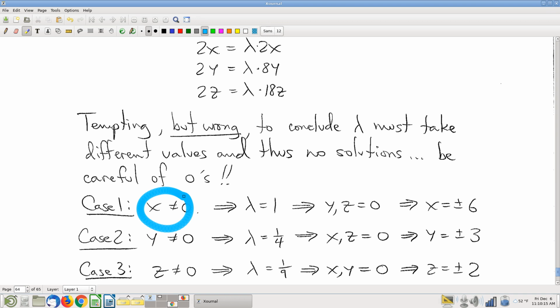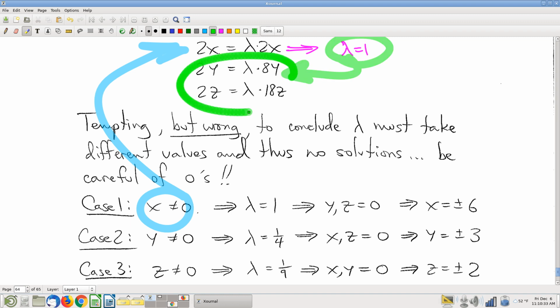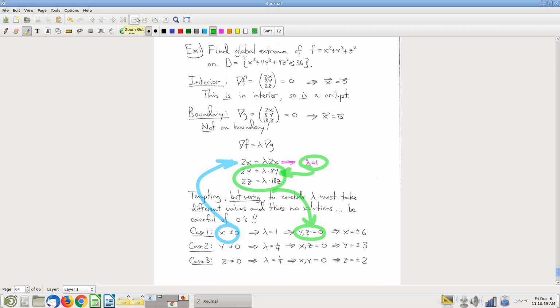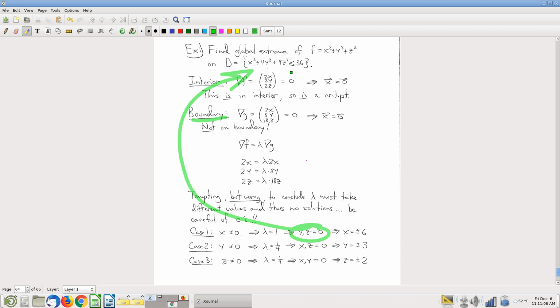And check it out. If x is non-zero, at that point, I can conclude that lambda is equal to 1. If lambda is equal to 1, I can plug that into these two equations, and that tells me, if lambda is equal to 1, I've got 2y is equal to 8y. Clearly y is 0. Likewise, z is 0. And if y and z are 0, gotta be careful. Oh man, I'm gonna have to go all the way back up to here. If y and z are 0, and I'm on the boundary, then that means that x has got to be plus or minus 6. Right? So there's a couple of critical points that I would have missed if I'd not been careful.